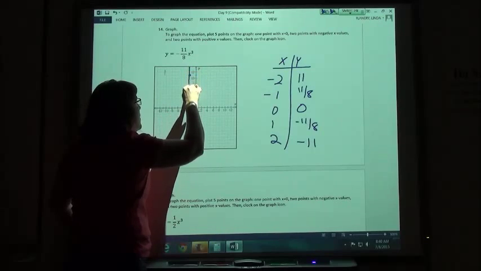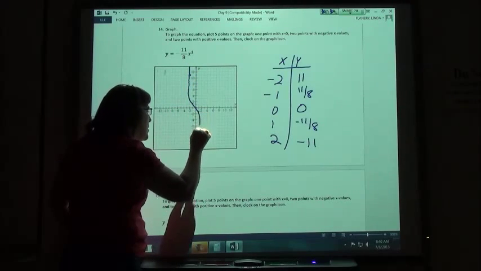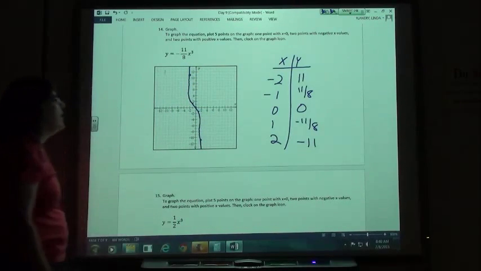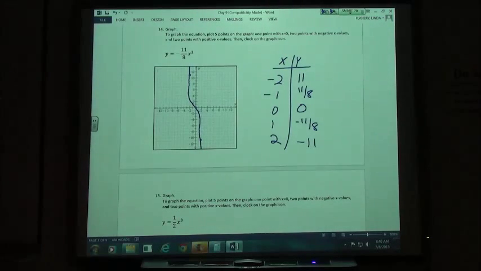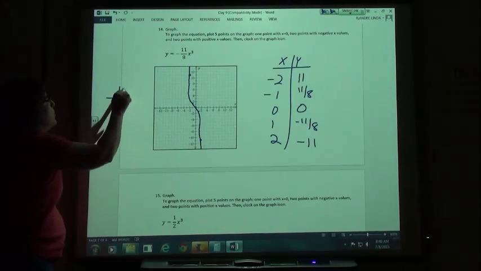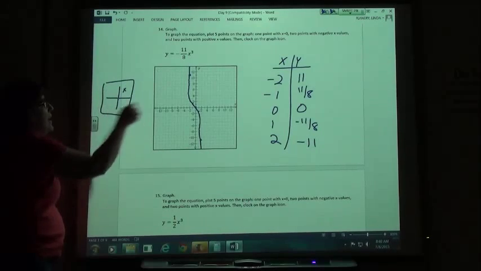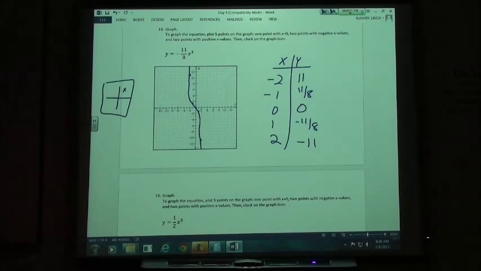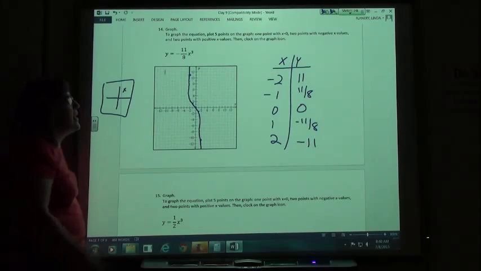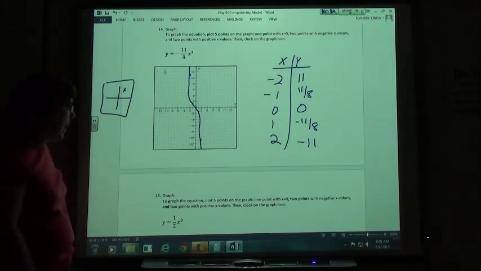So our cubic function looks something sort of like that. Again, you'll use that little plot point tool, looks something like this, and type in your ordered pairs. You can do it for all of them, but for sure when you have the fraction, so that Alex can put that 11/8 in the proper spot.